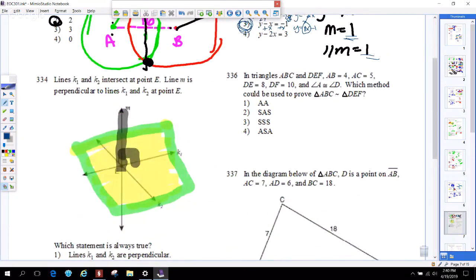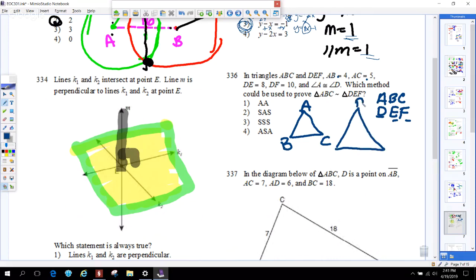In triangles ABC, it tells us that AB is 4, AC is 5, DE is 8, DF is 10. Oh, so there's 2 different triangles. So I'm going to draw one triangle, ABC. Order matters. So remember, I've asked you, anytime you see two triangles, write them one on top of each other so you know how to match the letters. So we've got A, B, C. D, E, F clearly has bigger measurements. I'm going to make sure that my A and my D are in the exact same place. Here's my A, here's my D.